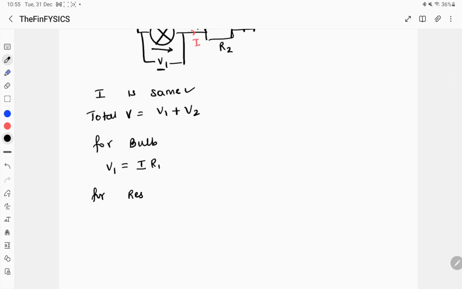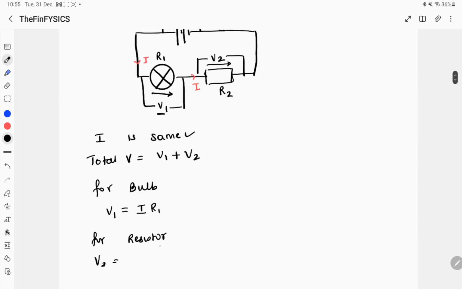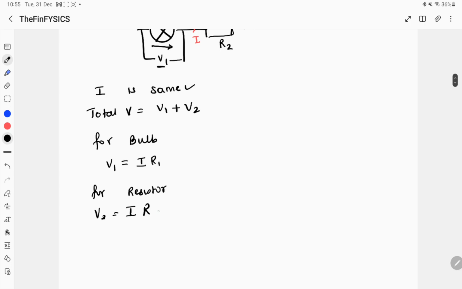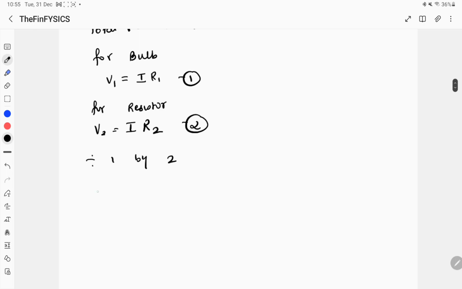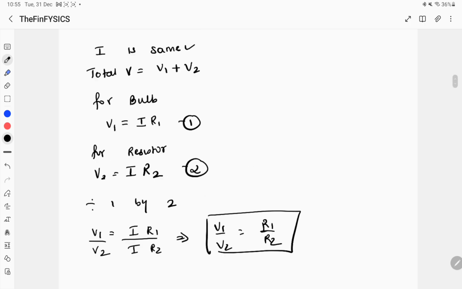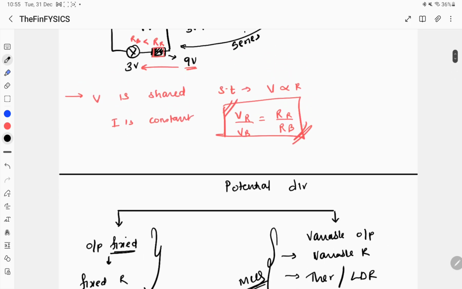And for the resistor, what is the voltage of the resistor? V2. So V2 becomes the current flowing through the resistor times the resistance of the resistor, which is R2. Equation 1, equation 2, if I divide the two equations, I get V1 upon V2 equals I times R1 divided by I times R2. You can cancel current, so you get V1 upon V2 is equal to R1 upon R2. And this is what I had written above. This one.